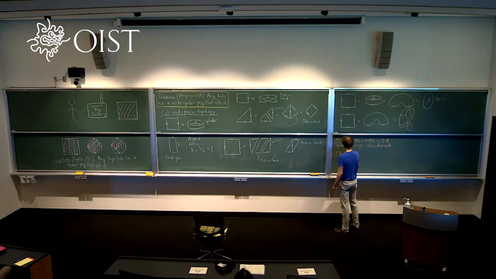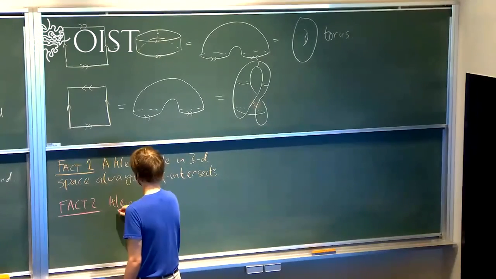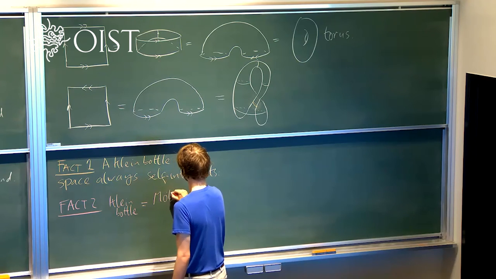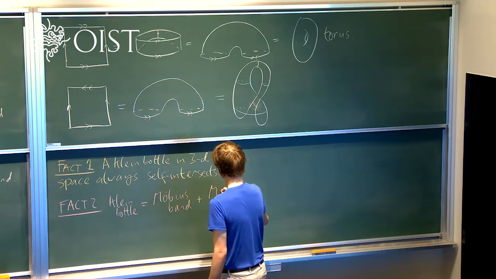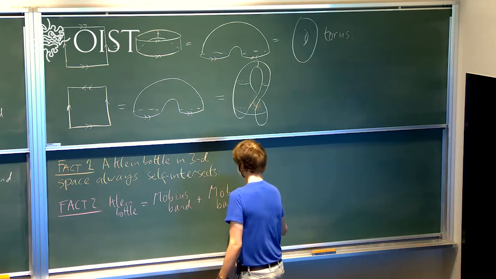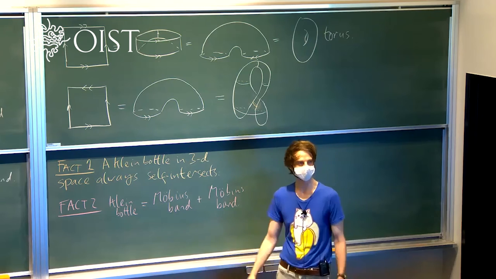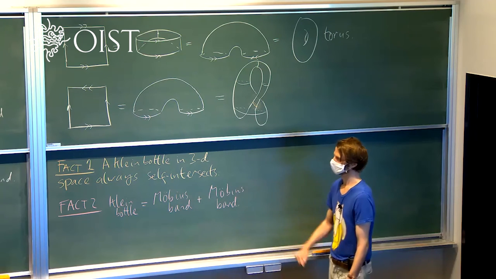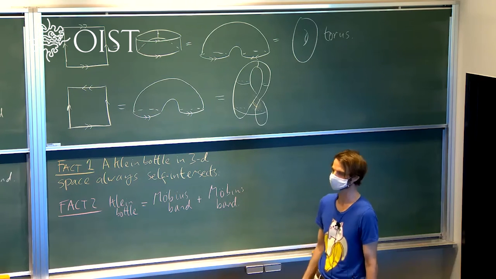This is the form of the second fact. Klein bottle equals Moebius band plus Moebius band. Shorthand way of writing down the fact that you can cut a Klein bottle into two Moebius bands, or in other words, if you've got two Moebius bands, you can stick them together and make a Klein bottle. That's our second fact. That's our last fact, I think, from cut and paste topology that we're going to use.